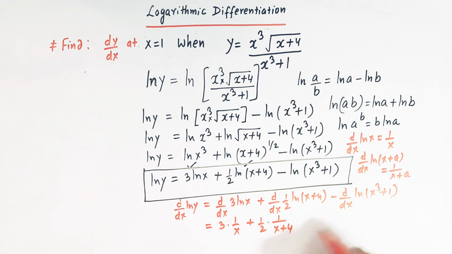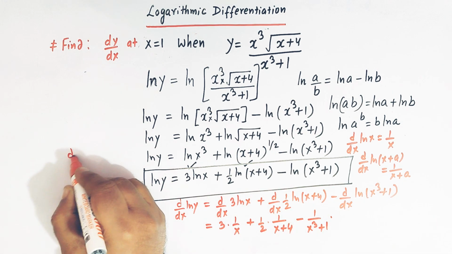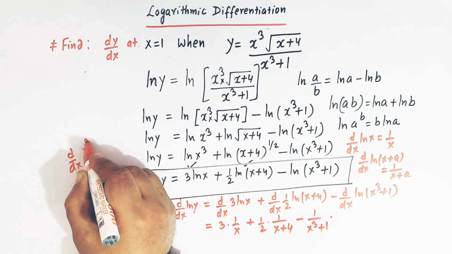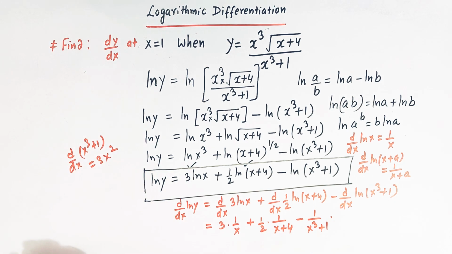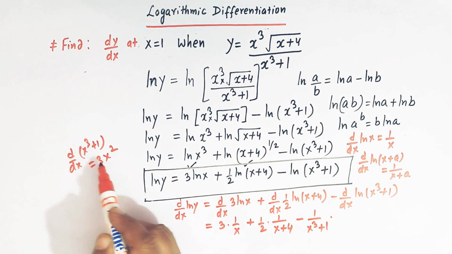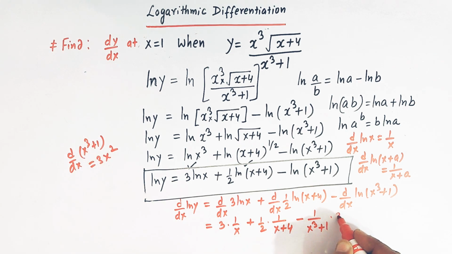And in this term, we have the derivative of log of x cube plus 1 as 1 over x cube plus 1. And then by chain rule, the derivative of x cube plus 1 is equal to 3x square, right? The derivative of x cube is 3x square, and 1 being a constant, the derivative is 0. So here we have 3x square.